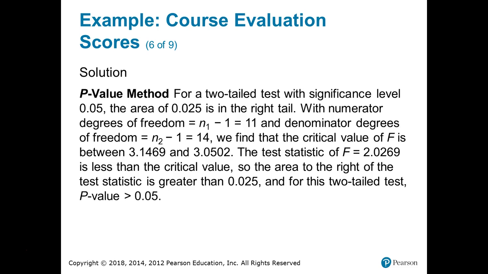and you find that the critical value of F is between 3.1469 and 3.0502. So the test statistic is less than the critical value, so the area to the right of the test statistic is greater than 0.025. And for this two-tailed test, the p-value is greater than 0.05.